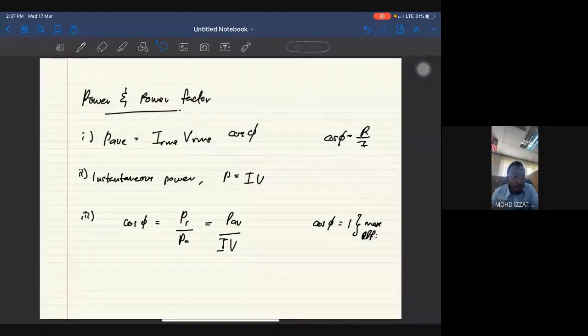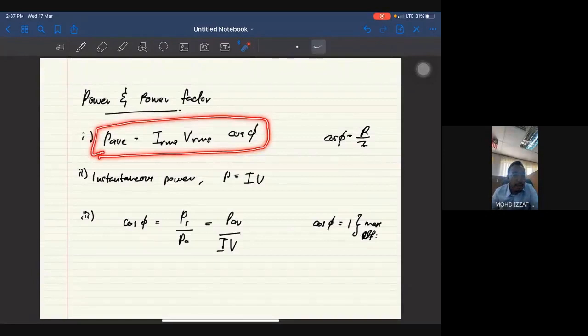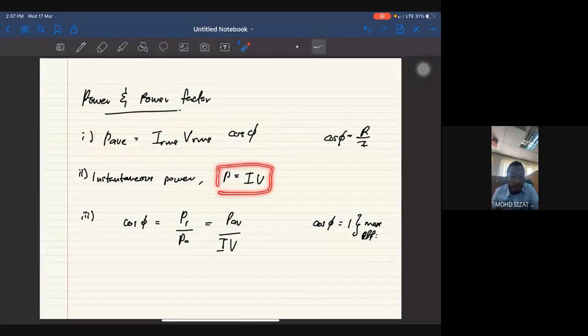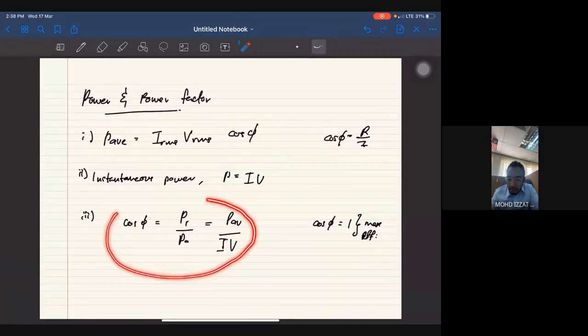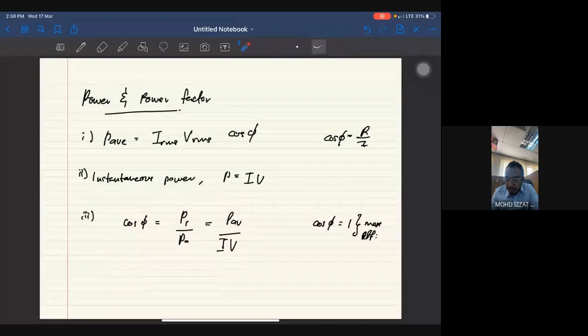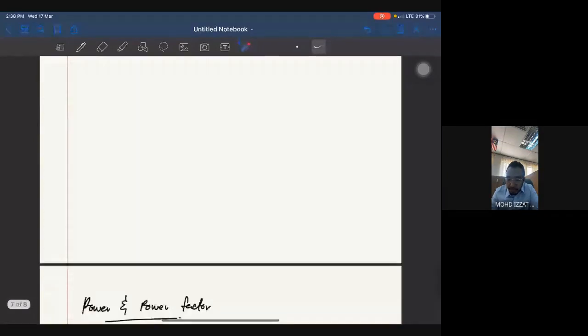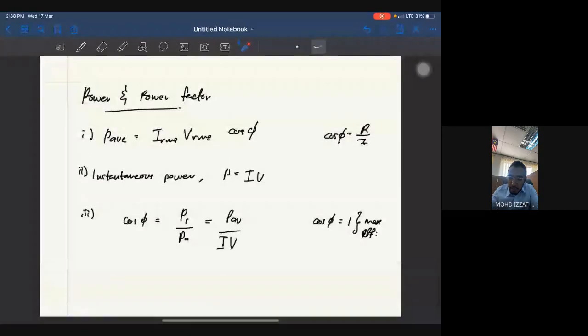So you have a few formulas that you need to know. Number one is P average equals to I RMS V RMS cos phi, and then you know about P instantaneous, P equals to IV, and then cos phi equals to P R over P A or P A over IV. Okay, jadi saya tunjuk. Dia akan write it down here.